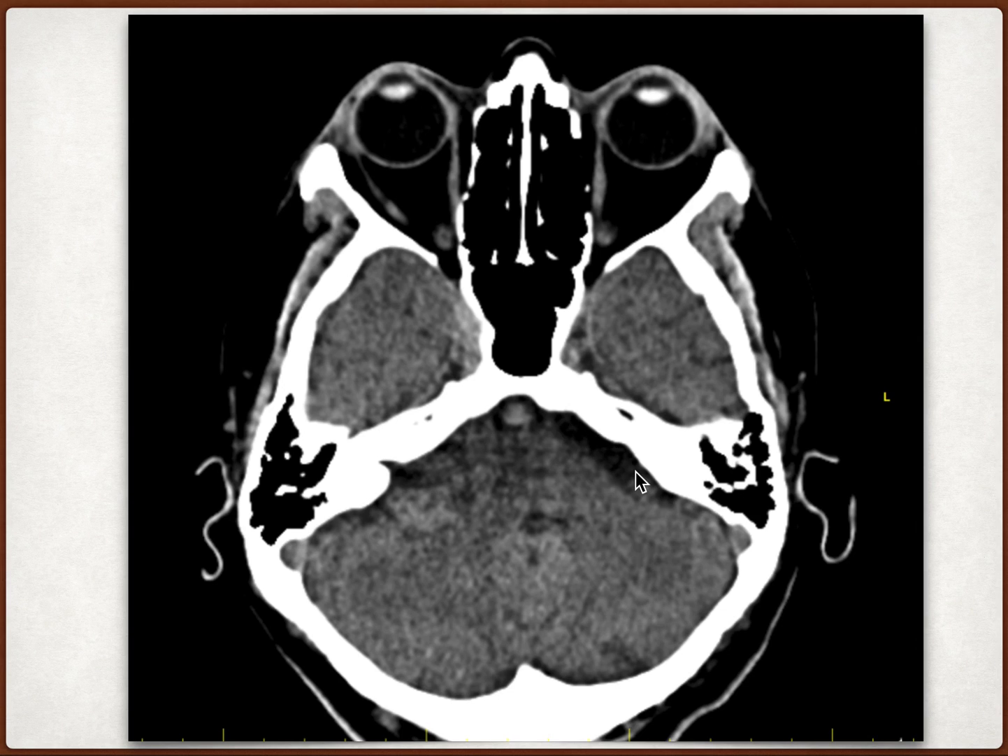So once we carefully assess the cisterns, spaces and everything, it is asymmetrical. Here you can see there is a compression of right middle cerebellar peduncle as well. So this is a classic case of acoustic schwannoma on right side.